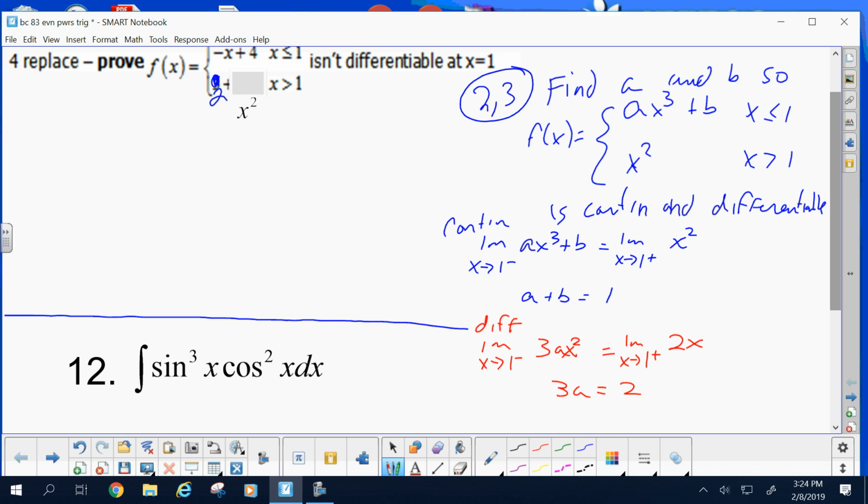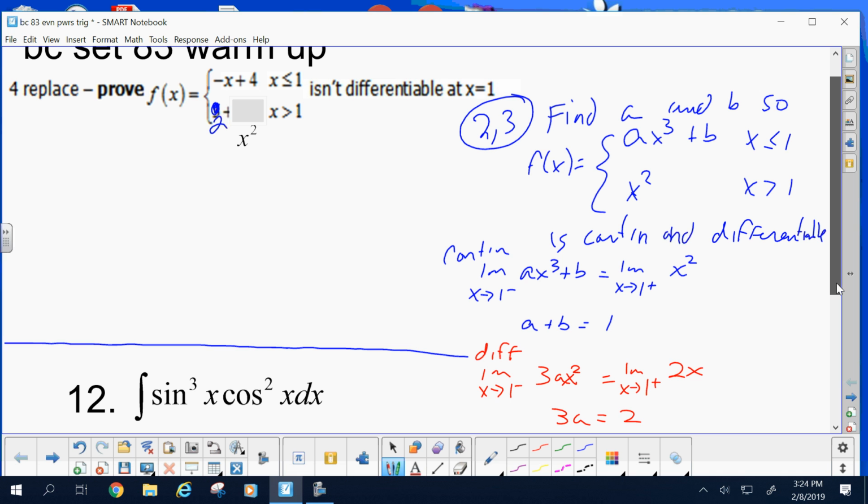That's the idea. Now, a harder type is number 4. Try number 4. It's where you're proving the derivative doesn't exist. And it's a little harder. You have to use the definition of the derivative. It's not quite like these, where you're just doing the limits of the derivative. You're using the definition of the derivative itself.